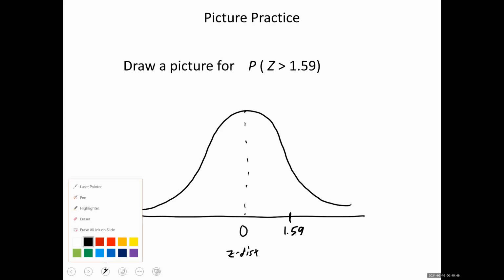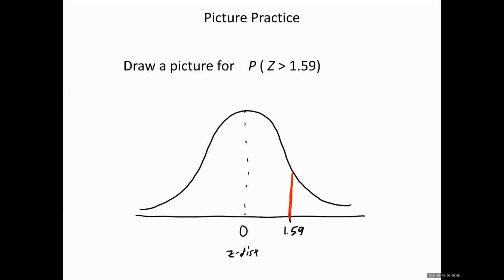Then you go from the number 1.59 up to the curve. And which side do you shade? Well, because it says Z greater than, you shade over the numbers that are bigger than 1.59. That means you go to the right. You're going to shade under the curve, above the x-axis, and to the right of the number 1.59.